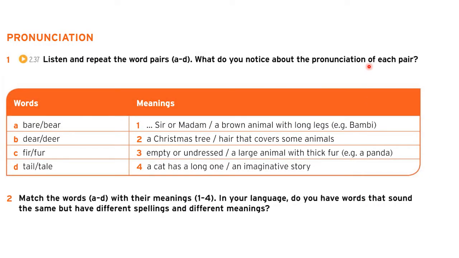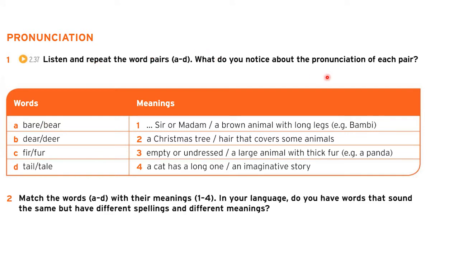Today we're going to have our last class of the week and we must finish unit number 11. And as you can see, first we have a pronunciation topic. The first exercise says, listen and repeat the word pairs A to D. What do you notice about the pronunciation of each pair? Alright, so I'm going to play the audio where they're going to mention these words, but please repeat the words and answer the question. Here it goes.